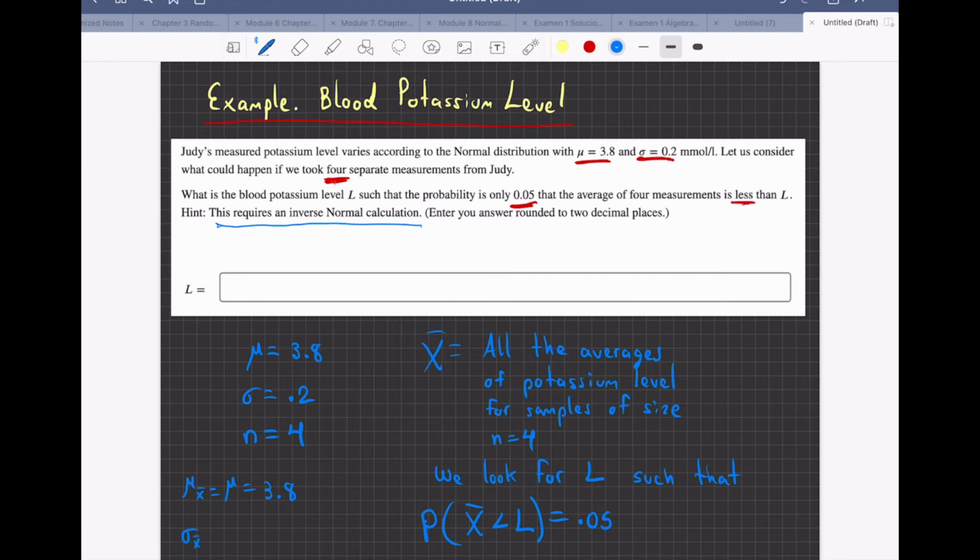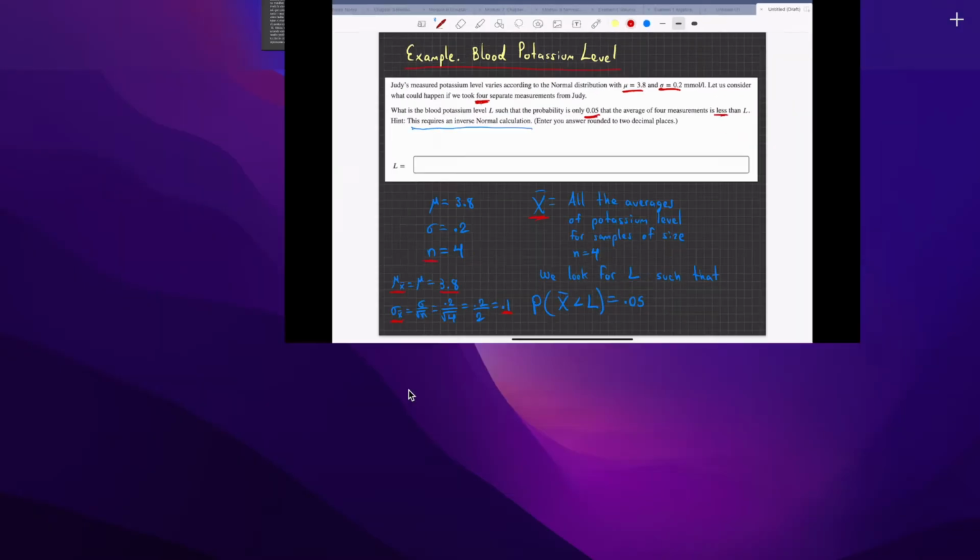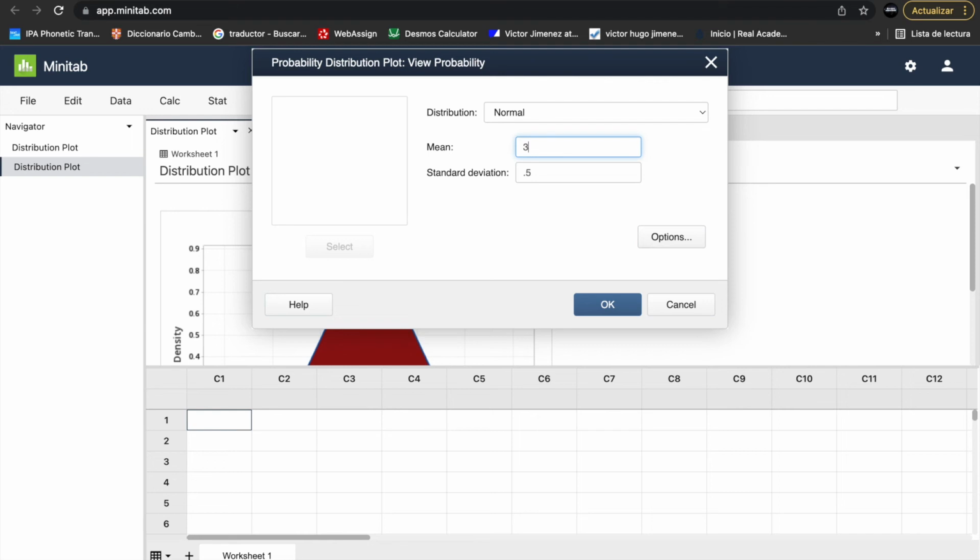But be careful with the standard deviation, because it's different. It's going to be sigma over the square root of n. In this case, 0.2 divided by the square root of 4, because n is equal to 4, so it's going to be 0.2 divided by 2, equal to 0.1. And there you have it: 3.8 for the mean and 0.1 for the standard deviation.